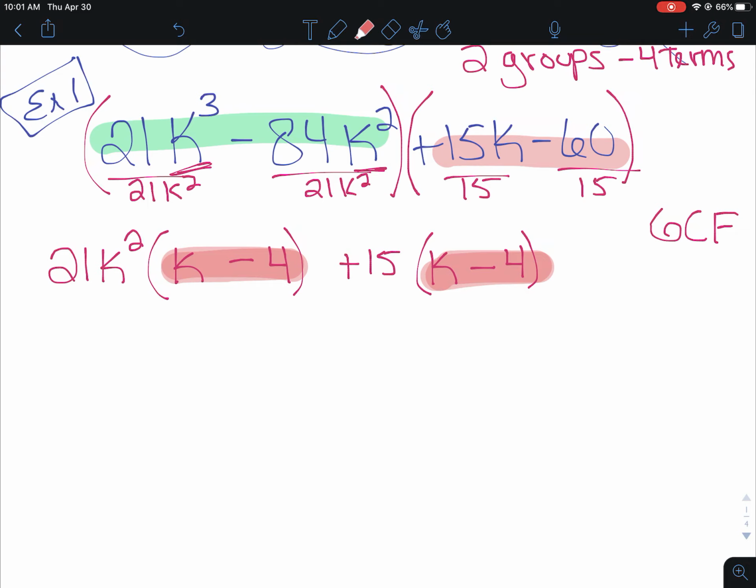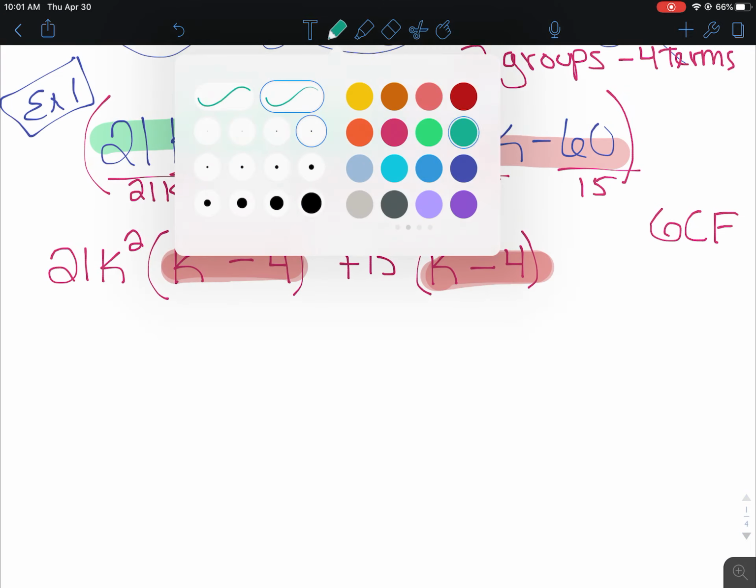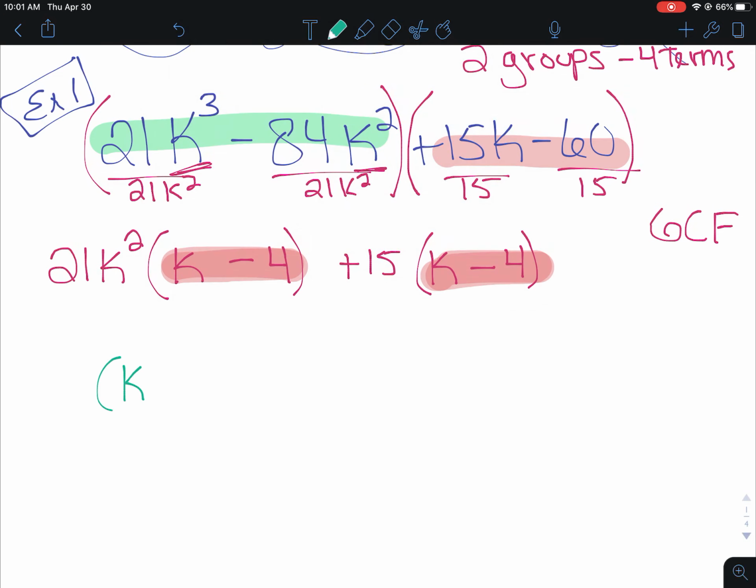And then one more step to finish the factoring to get to your final answer. Well, k minus 4 is common to both of these. So k minus 4, we did this factoring a while ago. You can take that out because it's common to both. And what's left over is 21k squared plus 15. So that's a perfectly acceptable answer.